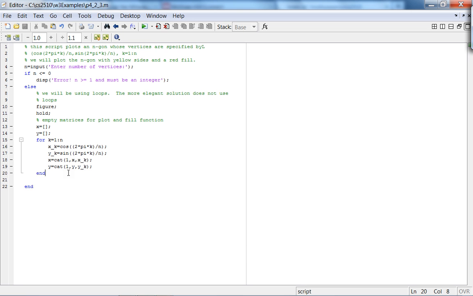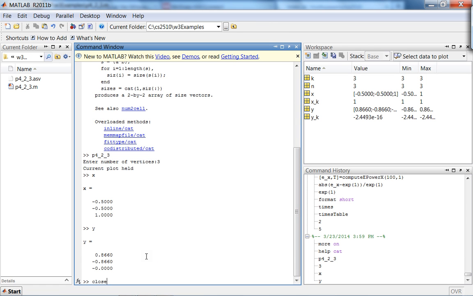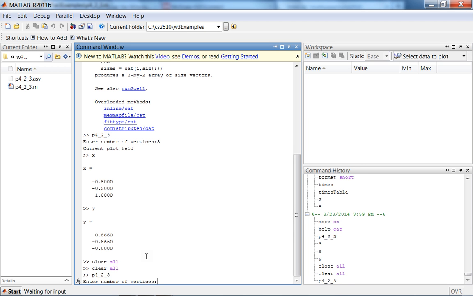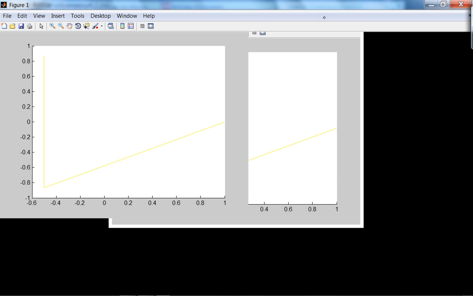Okay. Now what we're going to do is plot the polygon. So plot, it says it should be plotted in yellow if you read the book, and then fill with red. But one of the things you've got to be careful about, so let's just plot this. Let me close all the figures, clear all the data points. And then if I use the up arrow and run this again, if I say 3, you can see, well, it's kind of hard to see in yellow, all right?